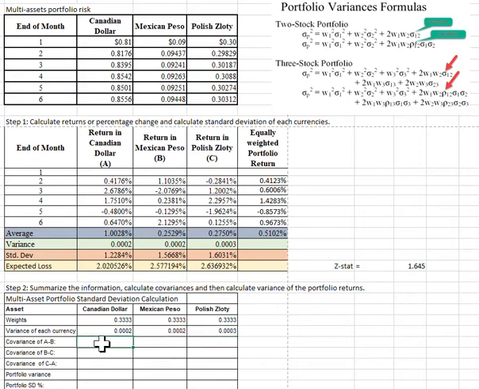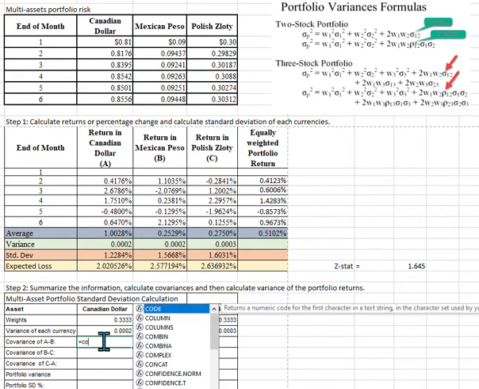So let's find out the covariance, the covariance of the returns of the Canadian dollar and the returns on the Mexican peso. I have two choices. I can calculate correlation, but using covariance makes the formula shorter. So I'm going to calculate covariance. So here, COV.